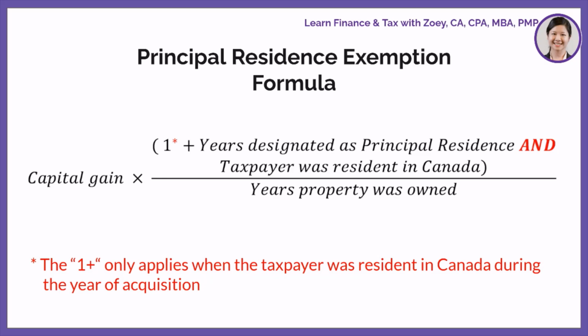It is normal for people to sell a principal residence and move into another one in the same year. The 1 plus in the formula ensures that when you move, both your old home and your new home will be treated as principal residence in the year of the move. The 1 plus only applies when the taxpayer was Canadian resident during the year in which they acquired the property.